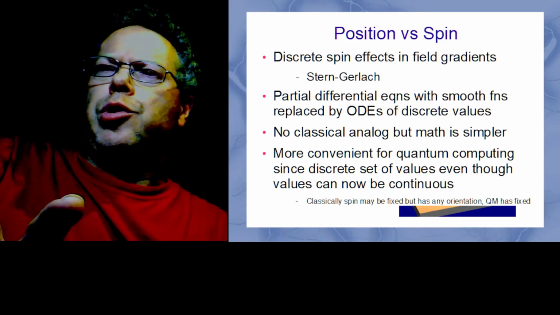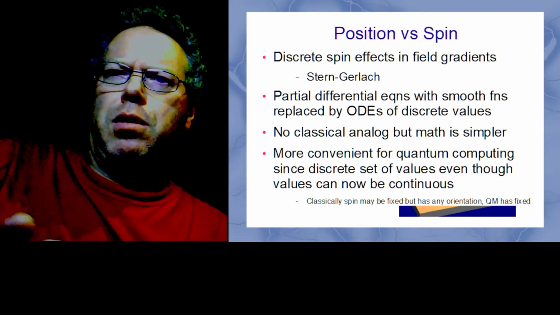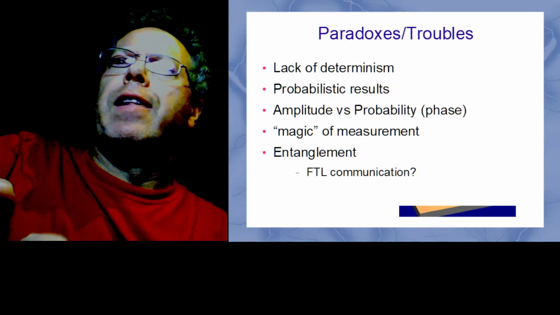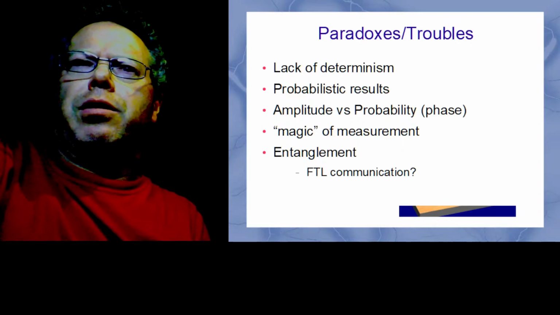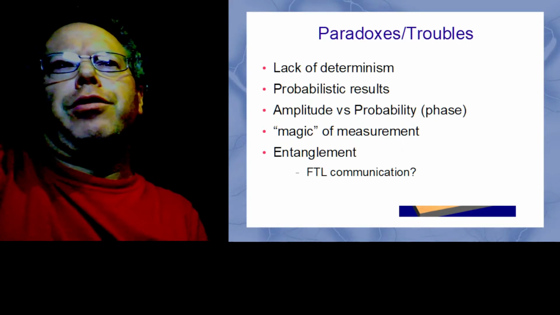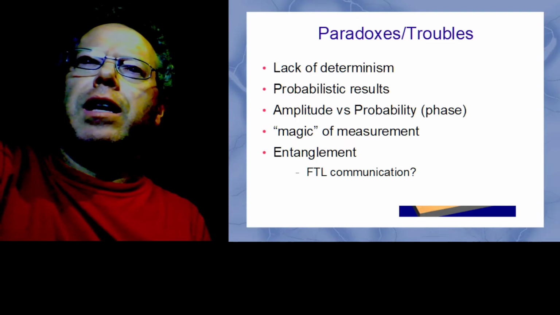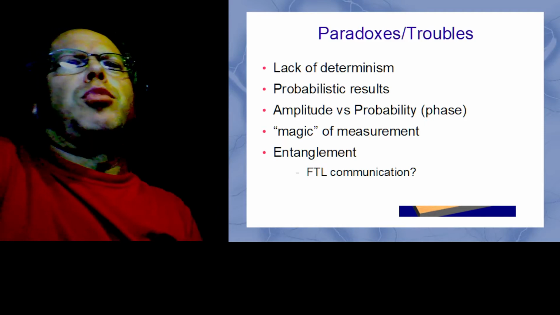These are very handy for quantum computing, and most discussions on entanglement involve spin. So there are some paradoxes and troubles here. There's the lack of determinism, which we tend not to like, and probabilistic results go along with that. It's not just probability either.